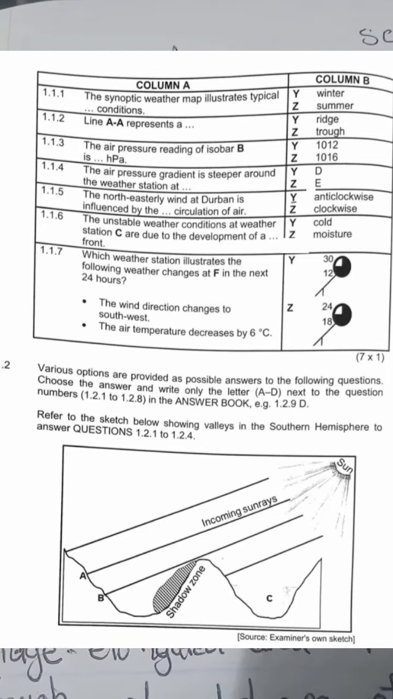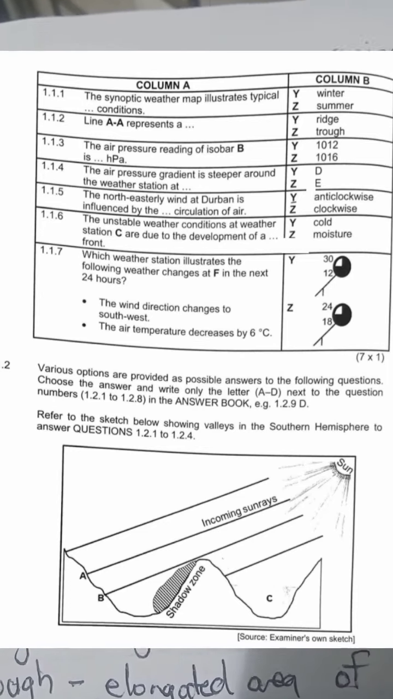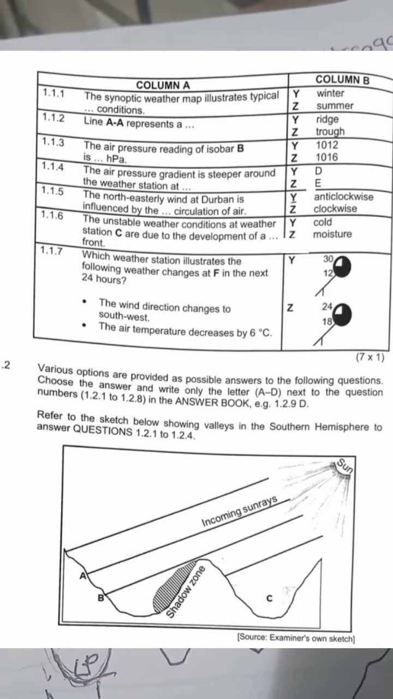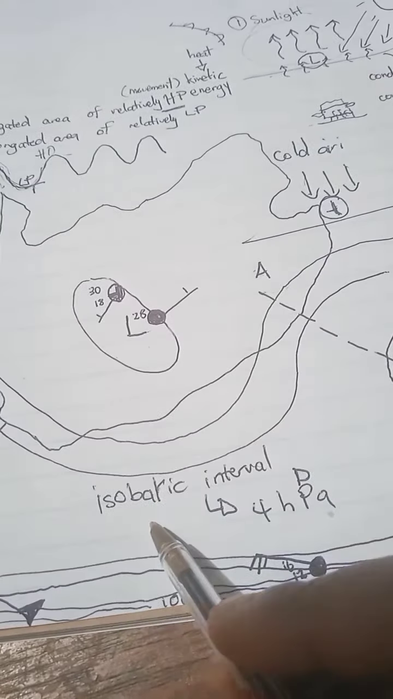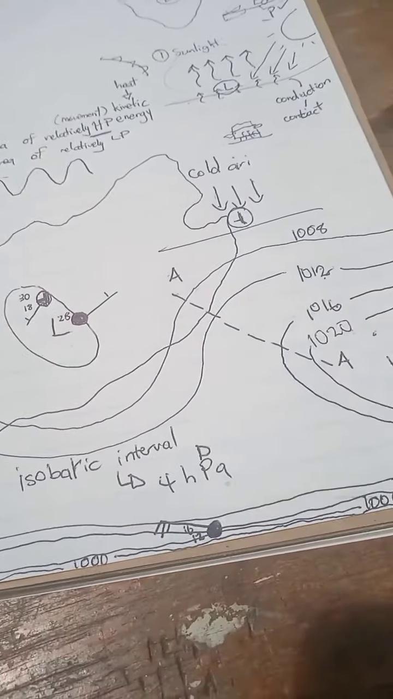The air pressure reading of isobar B is dash hectopascals. Okay, so again we go and look at isobar B. Looking at isobar B, as you can see, the isobaric interval in this case would help you a lot. Very important, guys, know this.